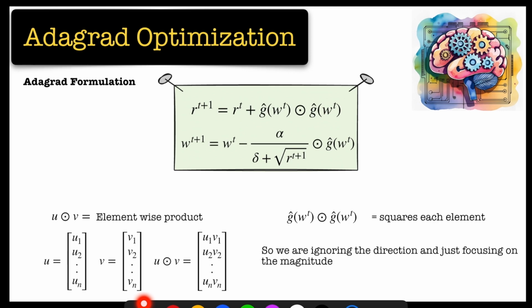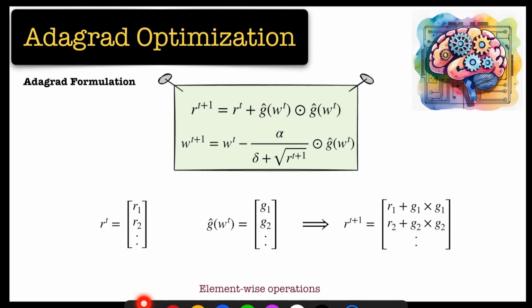So if you compute g hat W(t) dot g hat W(t), it basically squares each element, since we are computing the product with itself. So we are ignoring the direction and just focusing on the magnitude. For different parameters we can have different directions, a few positive, a few negative, right? But when we square, we ignore the direction and just get the magnitude. That too squared, so we get much more amplification.